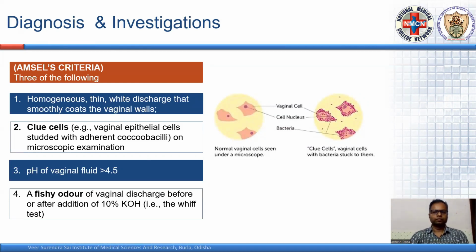Clue cells are basically vaginal epithelial cells that are studded with cocobacilli, and they can be seen under microscopic examination. And if you check the vaginal pH, it will be more than 4.5, and a fishy odor can be observed before or after the application of 10% potassium hydroxide. This test is also called the whiff test. So out of these four, if any three characteristics are present, then we call these patients a case of bacterial vaginosis.